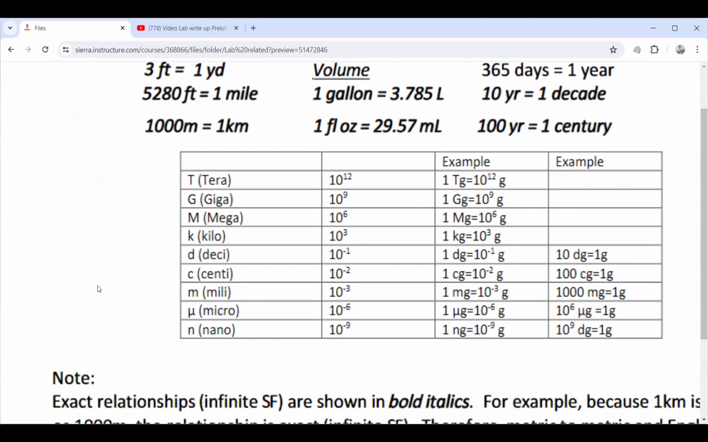Kilo is being used more and more. Some of these others aren't being used very much. With computers, they're talking about terabytes as far as the hard drives are concerned. There's this one that should be 10 to the ninth, NG. Yeah. I need to correct that too.